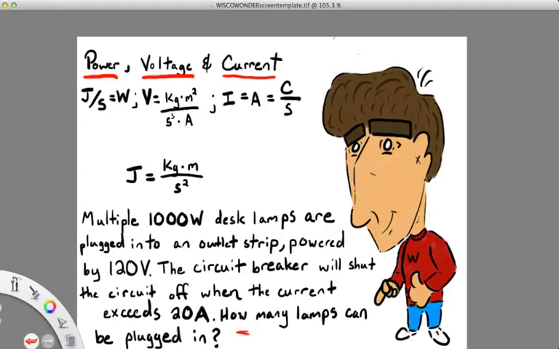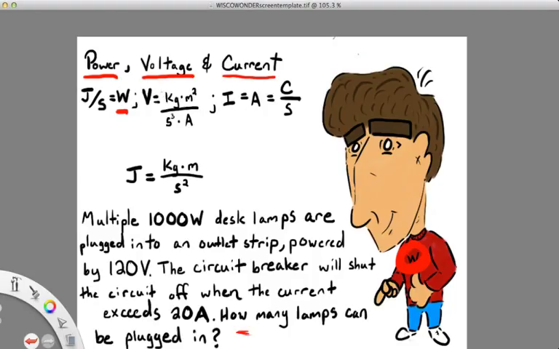So power is basically energy generated per unit time. The most common unit is joules per second, otherwise known as watts, as in J.J. Watt, the lineman for the Houston Texans, and also former Wisconsin Badger.